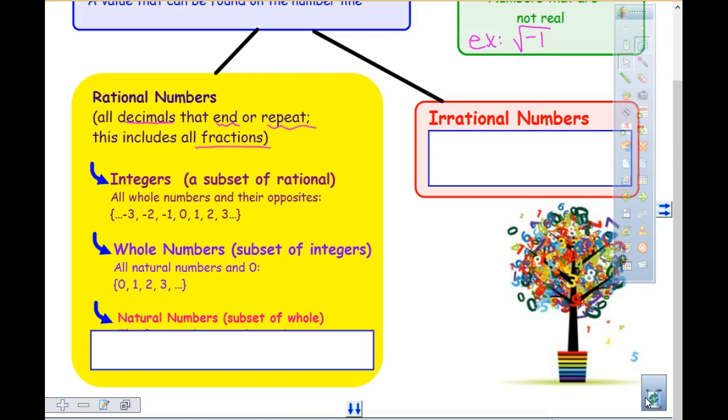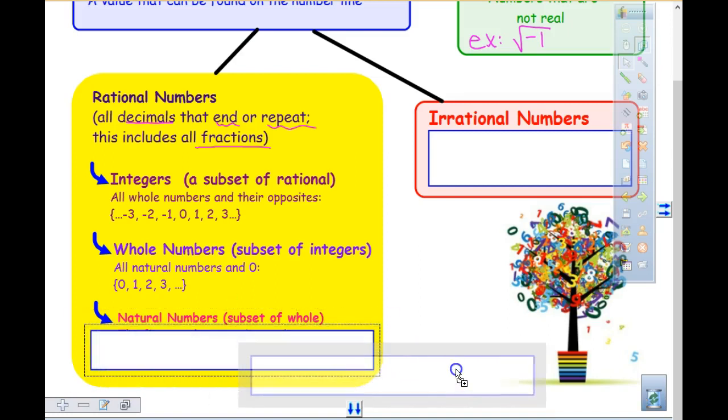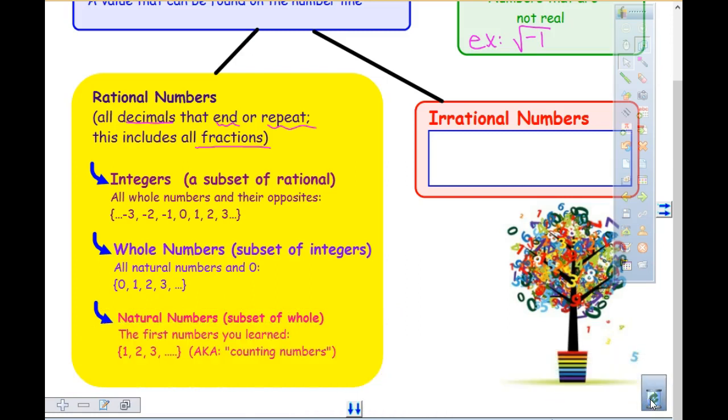So it's the natural numbers. And when you think of natural, that's your counting numbers. When you start counting, what do you start with? 1. So counting numbers, that's what natural numbers are. There's no 0. It's 1, 2, 3, 4, 5, 6, 7, 8. Keep going and going and going. Our counting numbers are the first ones you learn.